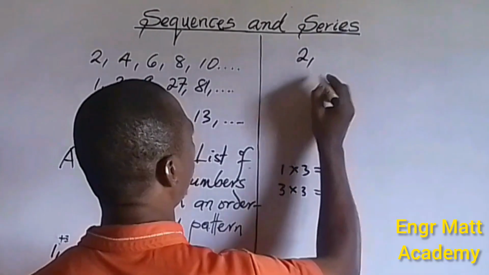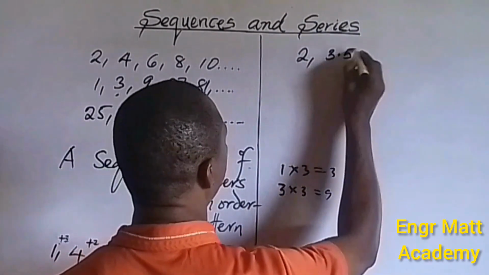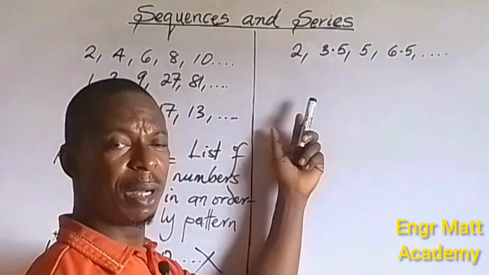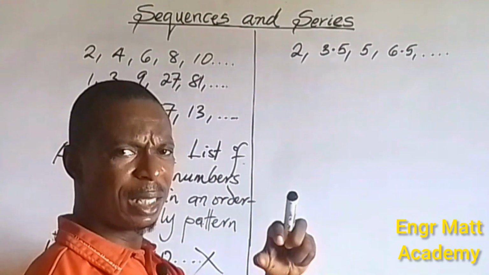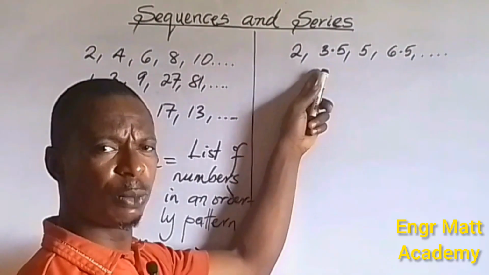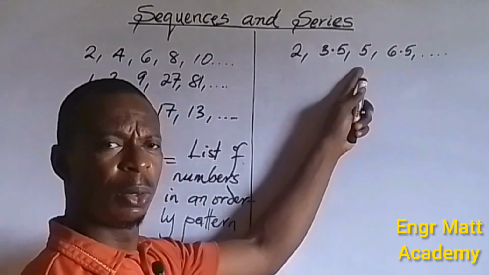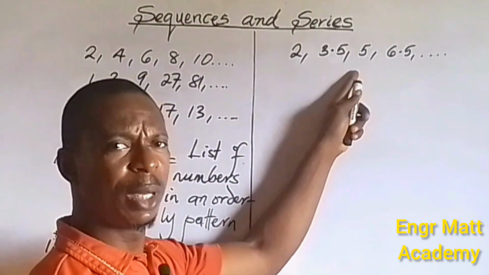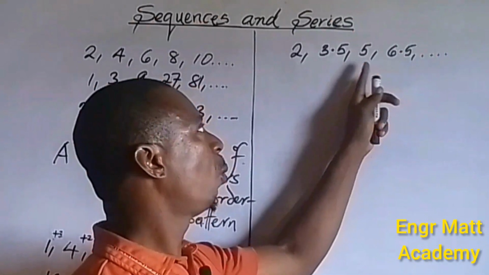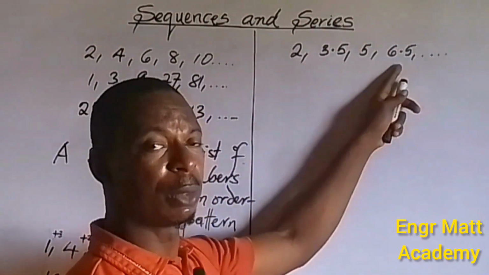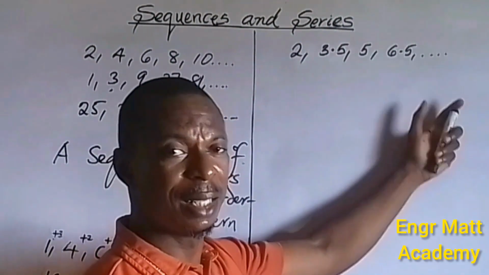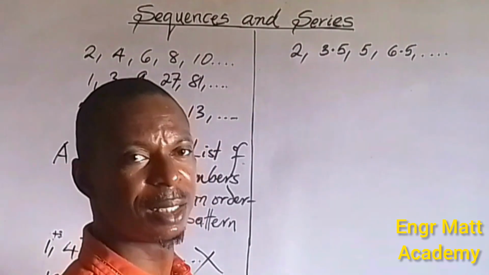Let's move on to 2, 3.5, 5, 6.5. What can we say about these numbers? Let's find out if it has a pattern. The first number here is 2. To get 3.5, we add 1.5 to 2. What about 5? To get 5, we add 1.5 to 3.5. What about 6.5? If we add 1.5 to 5, we get 6.5. That means there's a pattern. By adding 1.5 each time, we get the next number. Therefore, this list is a sequence.